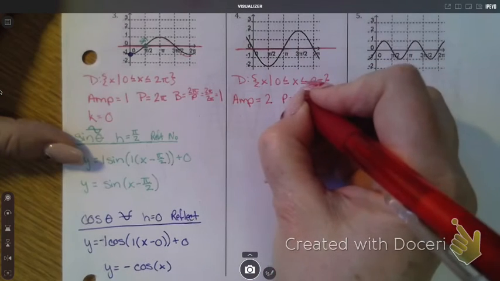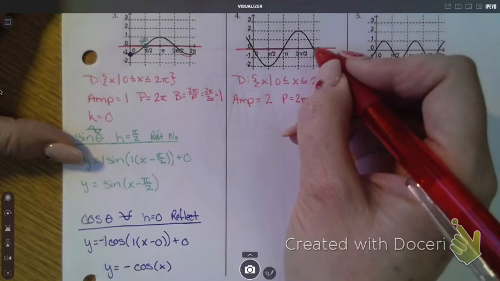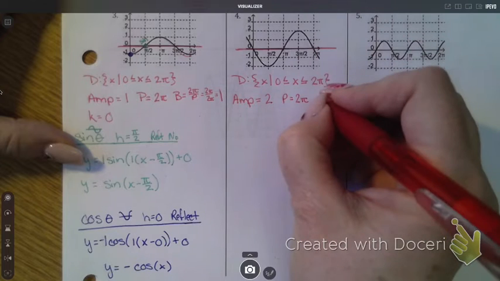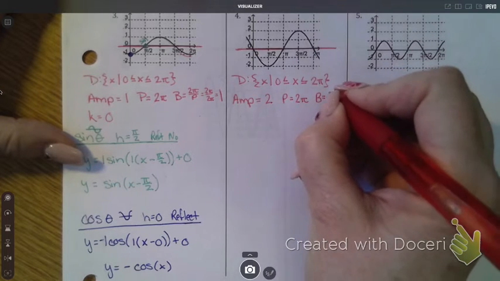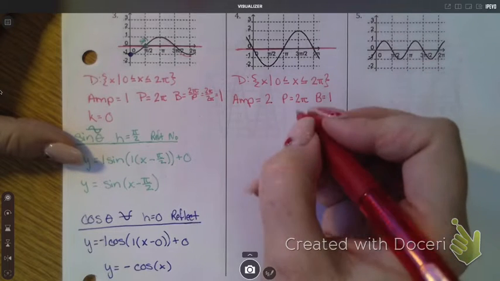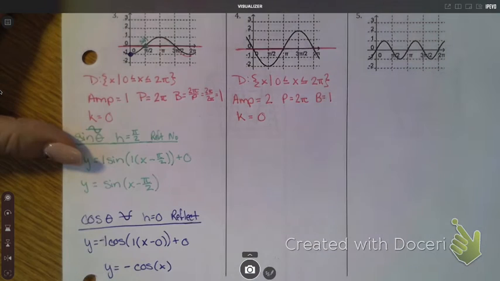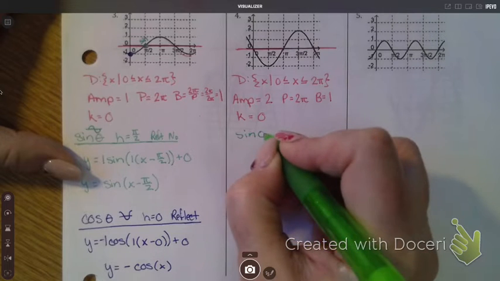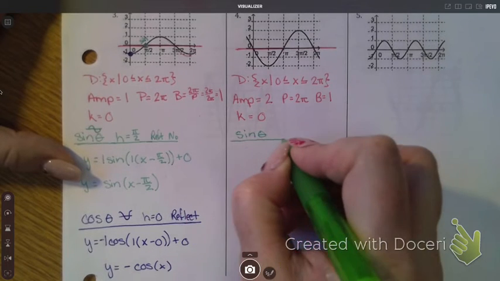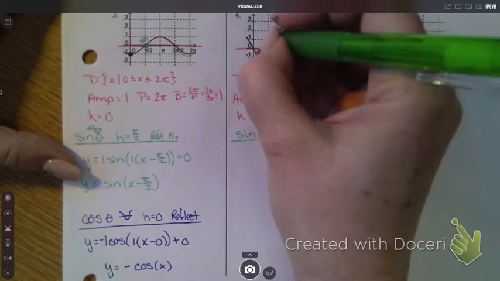Then what? Period. 2 pi. Because from start to finish it is 2 pi. So B is 1. Do I need to write the equation? I'll do it. No. Okay, B is 1. Then what else? K. K equals 0. You guys good with sine first? Sine of theta. And then h would be 0. You guys okay with 0?